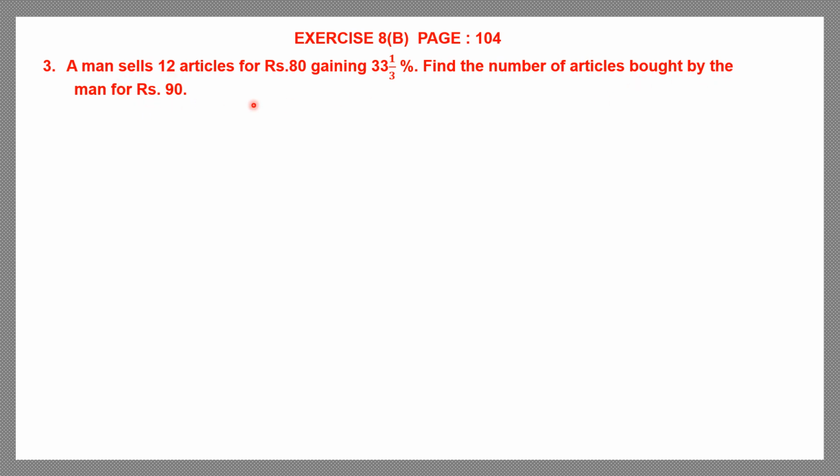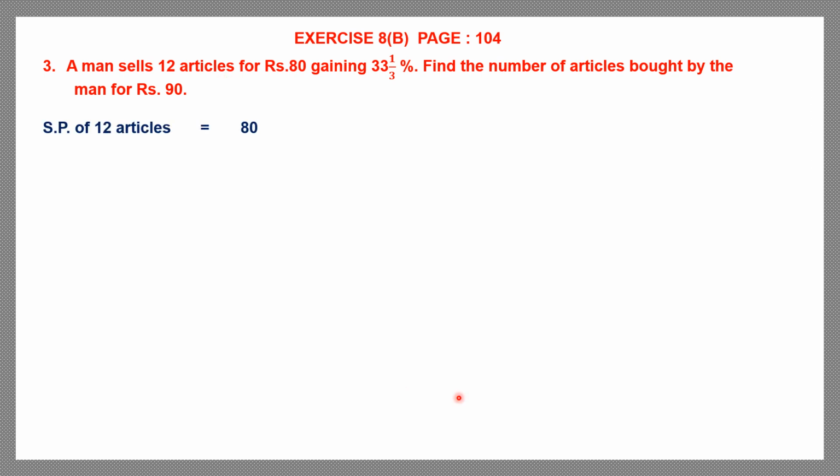So bought by the man means this is the cost price. Now we know the cost price, but we don't know how many articles. We've been asked to find the number of articles. Here we know the selling price of 12 articles and we know the profit percent. So from this, we should find the cost price of 12 articles first.